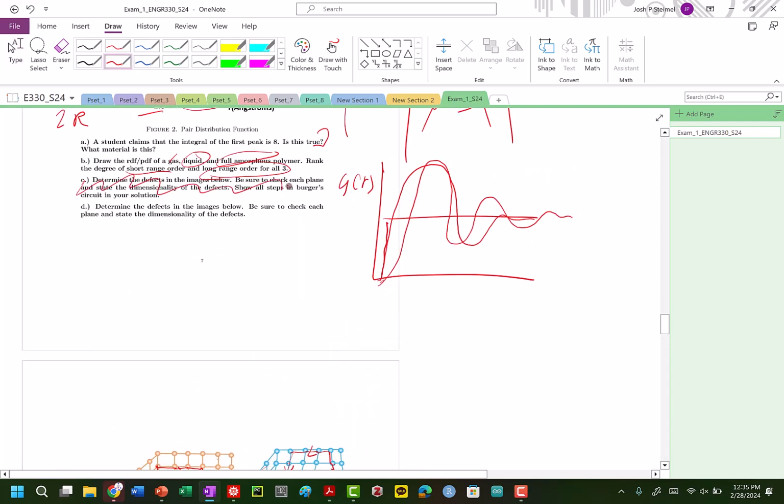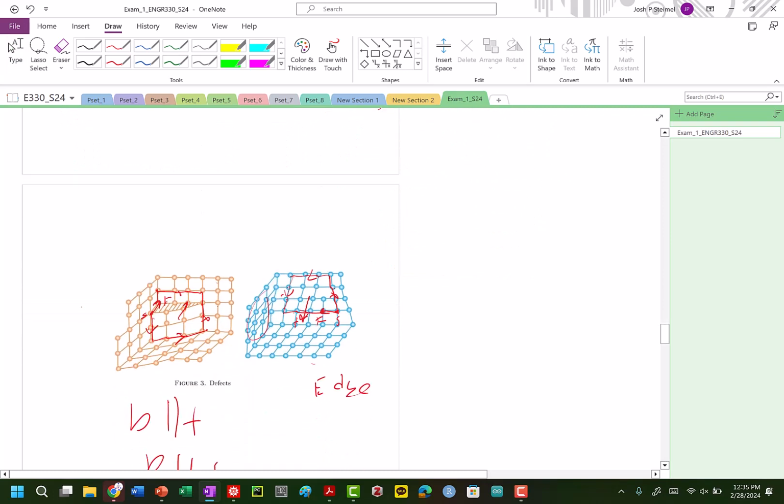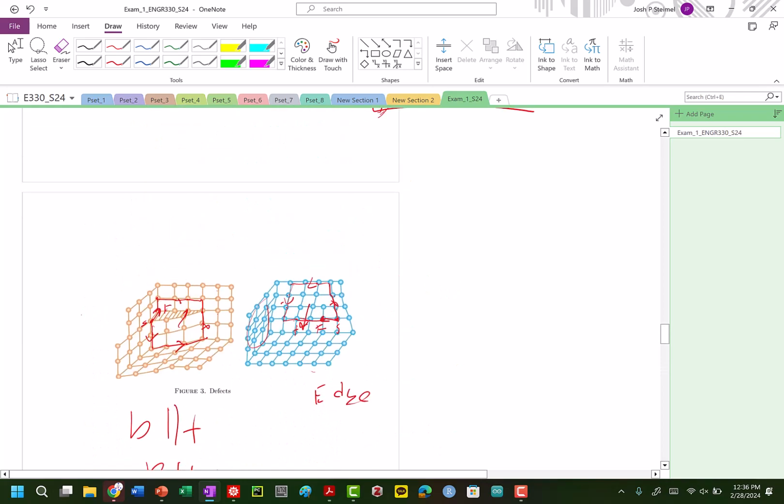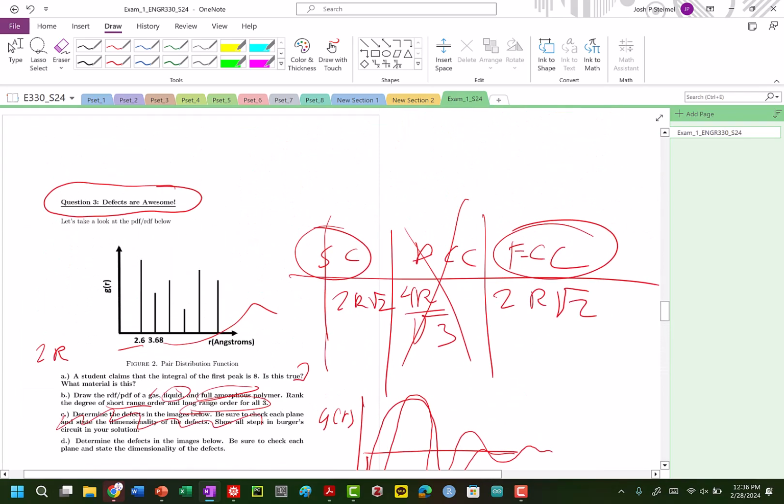Determine the defects in the image and state the dimensionality. Ooh, I like this. So these are all 0D defects that I'm going to be pointing out right now. Vacancy. This is a substitutional impurity. This is an interstitial impurity. This is a self-interstitial. And this, my dear friends, is an edge, 1D defect. Anything else? Nope. We're pretty good here.